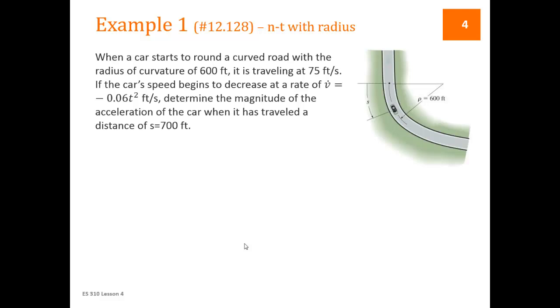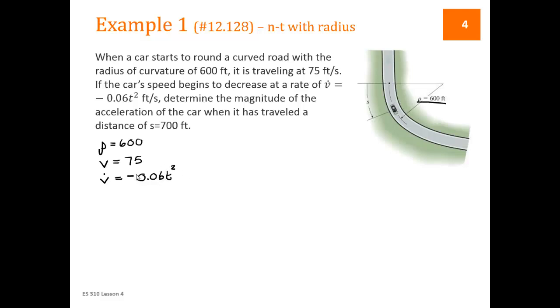So let's take a look at an example. We've got a car that's going to be traveling along a road that has a curve in it. And in this case, we are actually given rho, so we don't have to use that equation on the previous slide. The radius of curvature is 600 feet. It's traveling at 70 feet per second, so we're given its speed. So rho is equal to 600. Its speed is equal to 75. And it's going to start to decrease. The speed has a deceleration, or an acceleration, of negative 0.06 t squared.